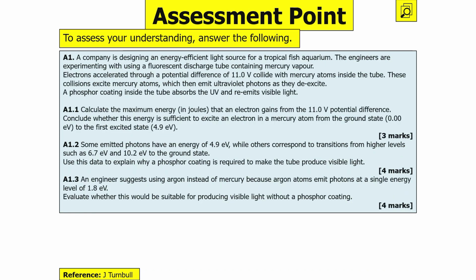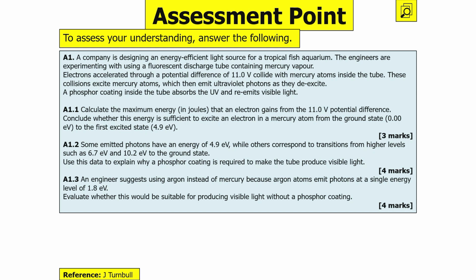A company is designing an energy-efficient light source for a tropical fish aquarium. The engineers are experimenting with using a fluorescent discharge tube containing mercury vapor. Electrons accelerated through a potential difference of 11 volts collide with mercury atoms inside the tube. These collisions excite mercury atoms, which then emit UV photons as they de-excite. A phosphor coating inside the tube absorbs the UV and re-emits visible light. Calculate the maximum energy in joules that an electron gains from the 11-volt potential difference. Conclude whether this energy is sufficient to excite an electron in a mercury atom from the ground state to the first excited state.